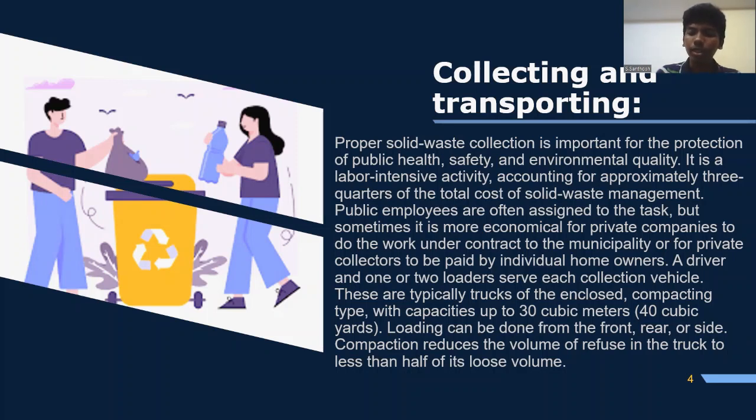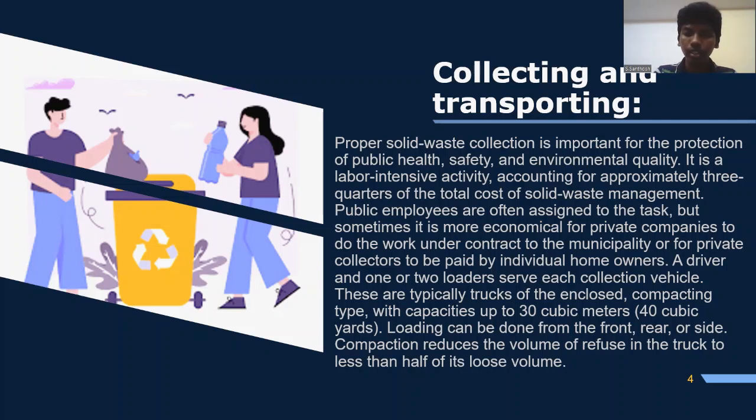These are typical trucks of the enclosed compacting types with capacities up to 30 cubic meters. While you're seeing these waste collection trucks, you should have seen these tempos or these compactor trucks, that is the huge green colored trucks with BBMP written on them. So these are the collection and transporting steps. Let's see further about it.